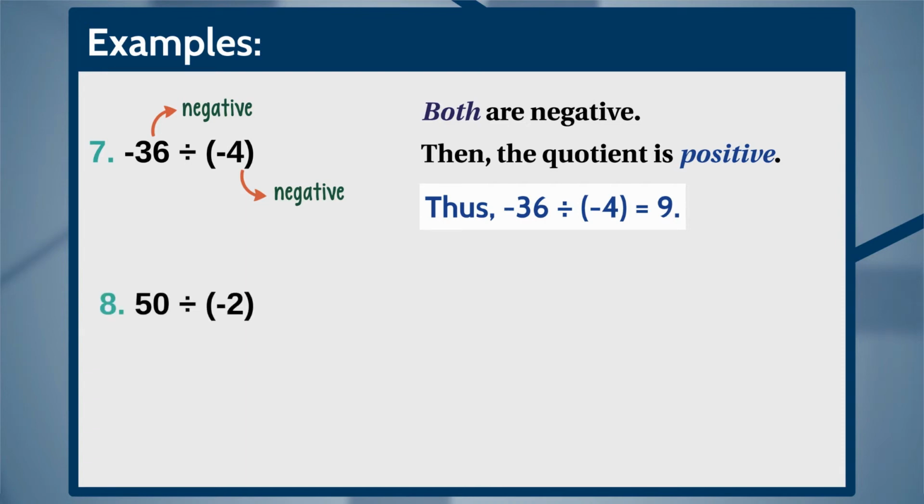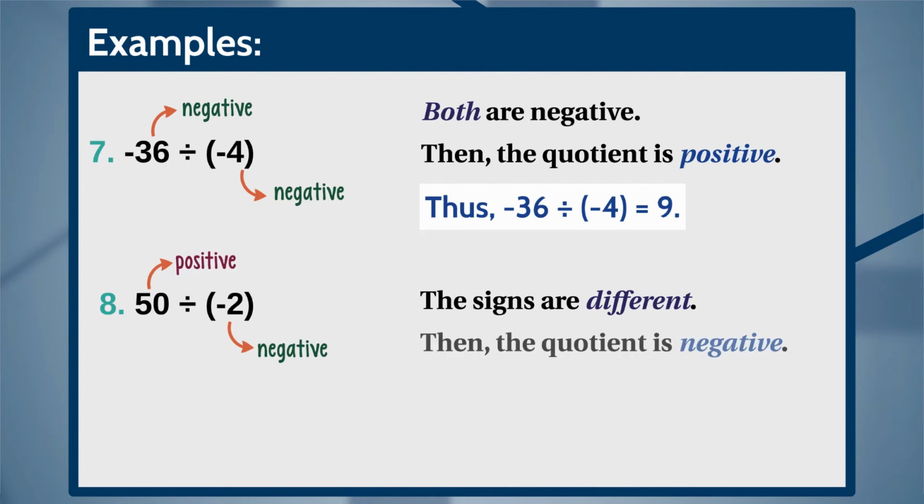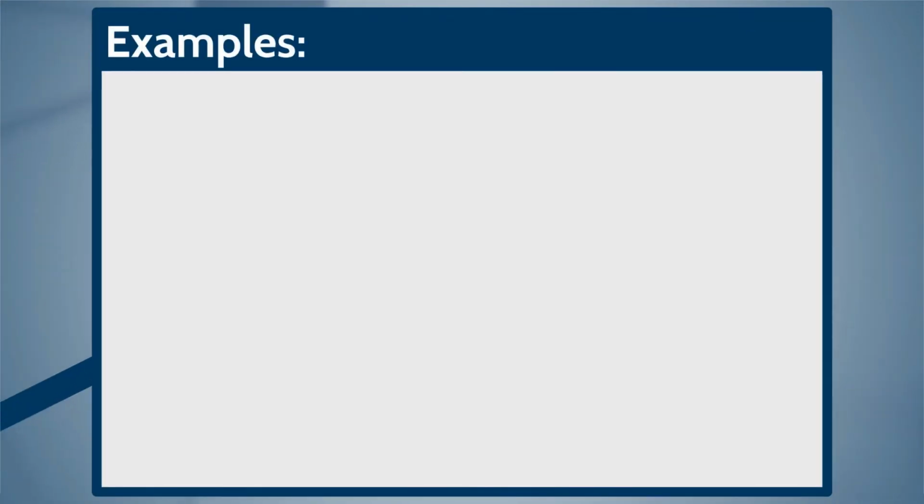For number 8, find 50 divided by -2. 50 is positive, while -2 is negative. The signs are different, so the quotient will also be negative. Thus, 50 divided by -2 is -25. Let's try some more examples.